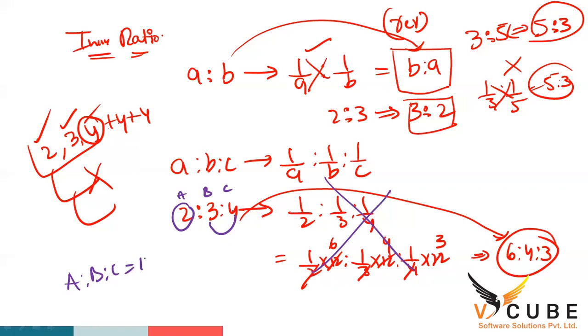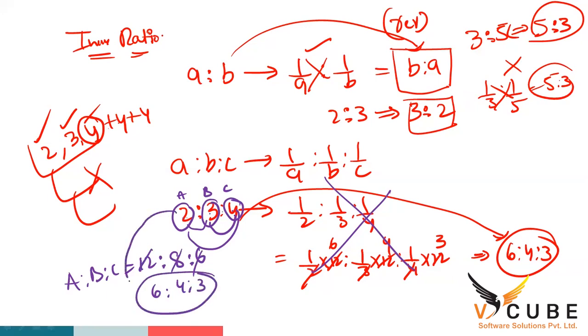3 4s are 12. If you want the B value, just close the B, multiply the remaining numbers. 2 4s are 8. If you want the C value, just close the C, multiply the remaining two numbers. 2 3s are 6. Okay, let me calculate, guys. So 2 is to 3 is to 4, the inverse ratio is how much, guys? 6 is to 4 is to 3.